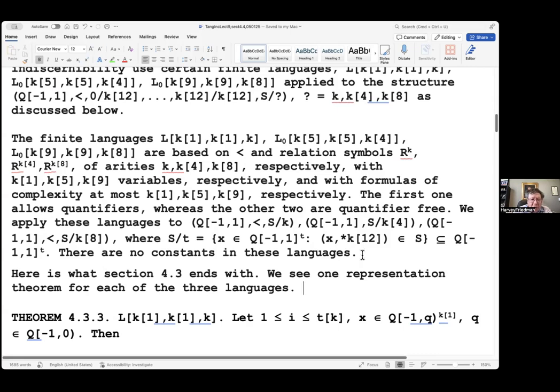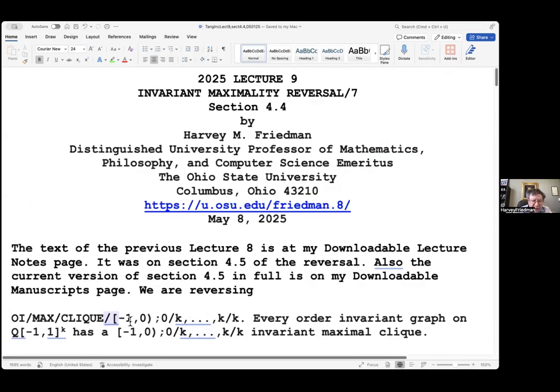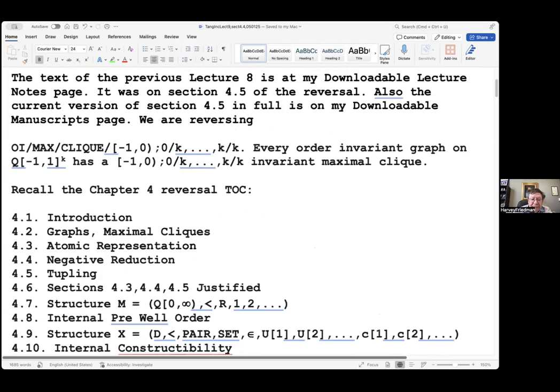All right. So here is what section 4.3 ends with. It ends with 3 representation theorems. Actually, section 4.3 doesn't discuss indiscernibility at all. You know, there's indiscernibility of the very basic kind that comes from the fact that the clique is invariant with respect to that function. What function? In the statement, the function is this function here.